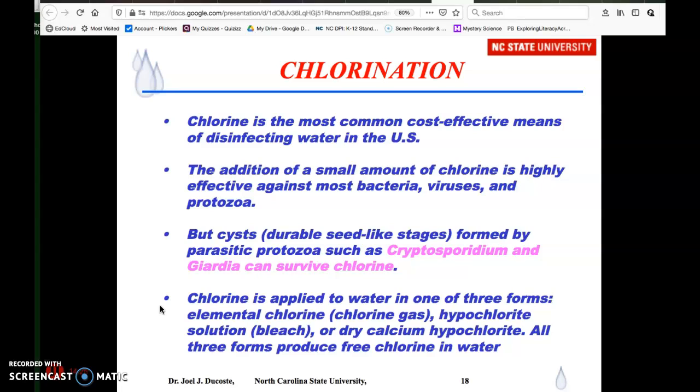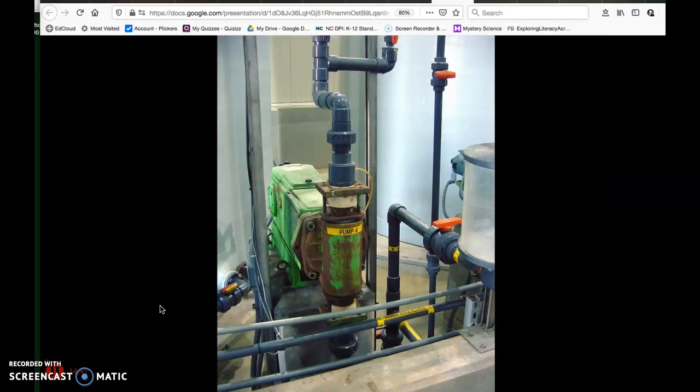Chlorine is added to water in one of 3 forms: in the elemental form as chlorine gas, in hypochlorite solution, which is bleach, or dry calcium hypochlorite. All 3 forms produce free chlorine in the water. That chlorine kills those microbes. Here's an example of one of such machines adding chlorine into the water.